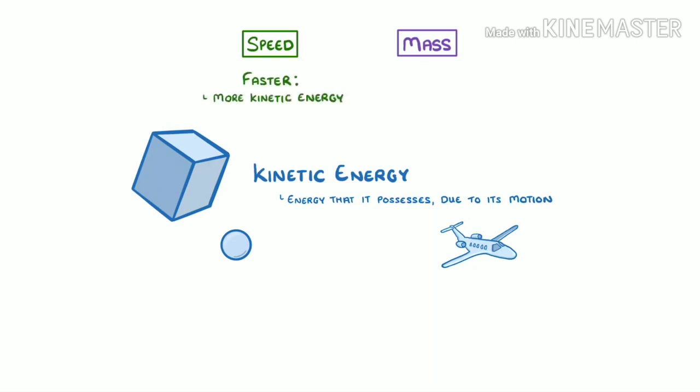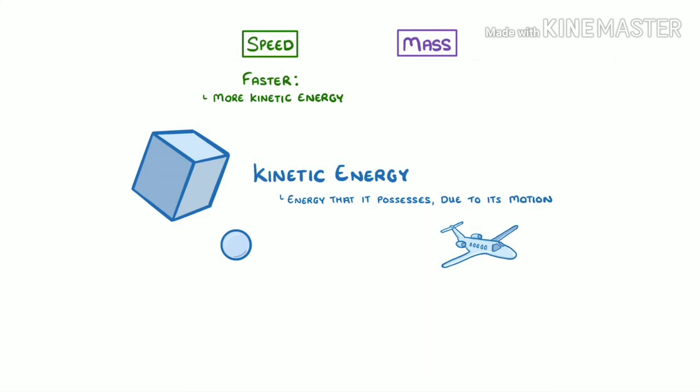How much energy does an object have? It depends on two things: speed and its mass. For speed, the faster an object is moving, the more kinetic energy it has. Which kind of makes sense, because if you think about any faster moving object, it must have had lots of energy transferred to it in order to speed it up. And the energy is stored in the kinetic energy store. So fast objects have lots of kinetic energy.